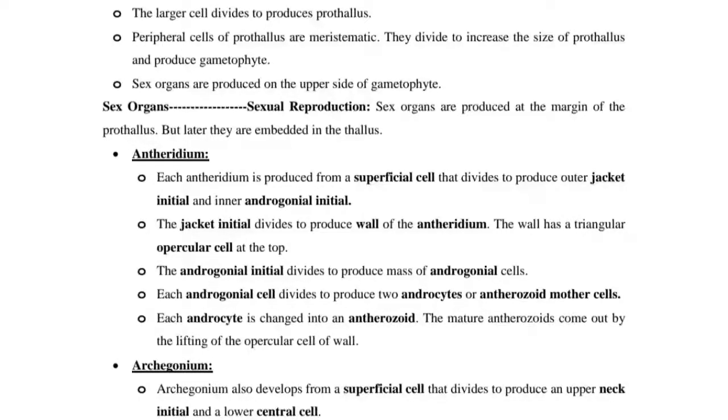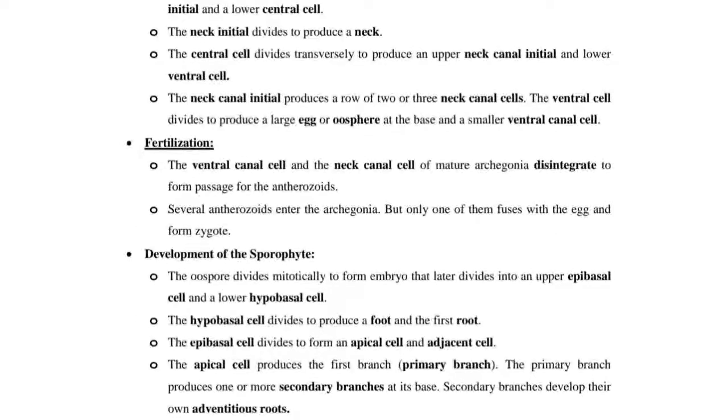Archegonium structure. Archegonium also develops from a superficial cell that divides to produce an upper neck initial and a lower central cell. The neck initial divides to produce a neck. The central cell divides transversely to produce an upper neck canal initial and lower ventral cell. The neck canal initial produces a row of 2 or 3 neck canal cells. The ventral cell divides to produce a large egg or oosphere at the base and a smaller ventral canal cell.